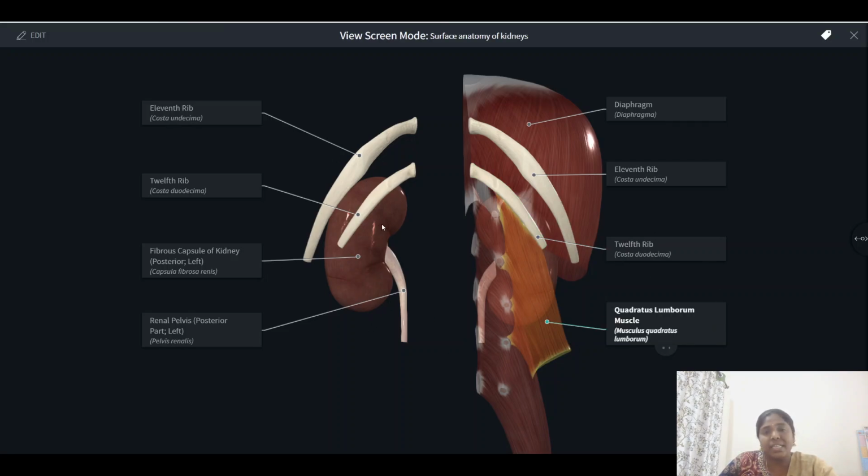When you look at the kidneys, the right kidney will be somewhat lower in position because the right side is occupied by the liver compared to the left kidney. The left kidney will be located at the 11th and 12th rib level, but the right one will be a little bit lower in position.